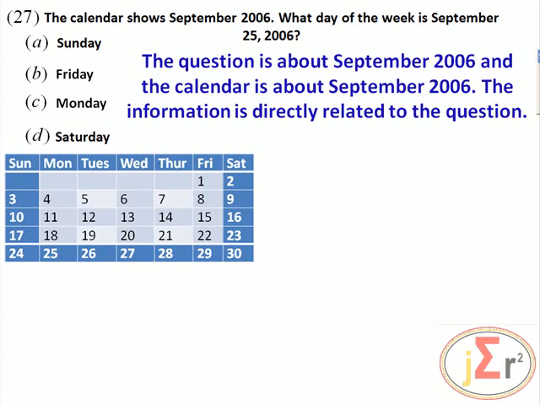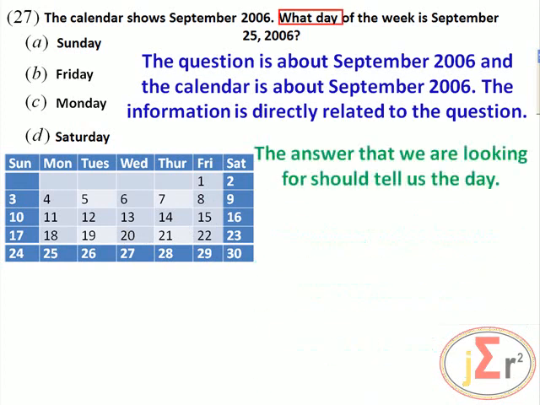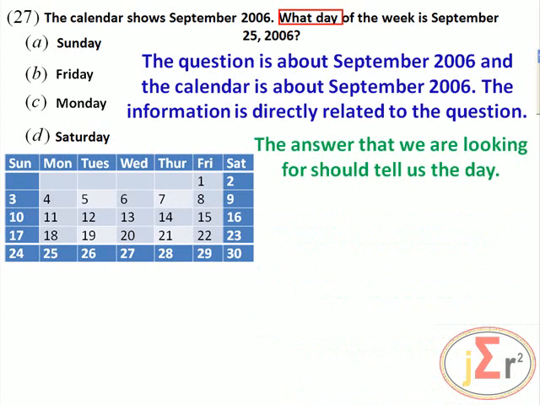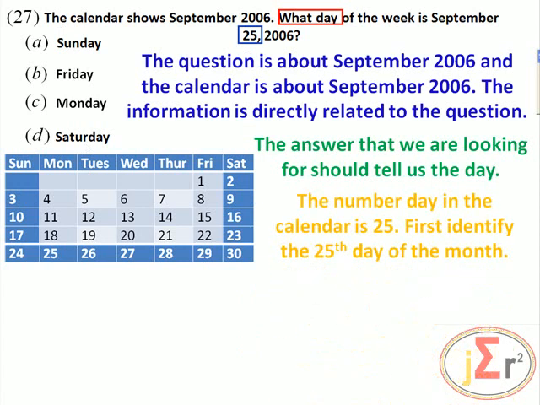Jerry said that it is a Monday. What day? The answer that we are looking for should tell us the day. And no doubt, in the options we have days in a particular week. The 25th of September. So let us find the 25th. The number day in the calendar is 25.